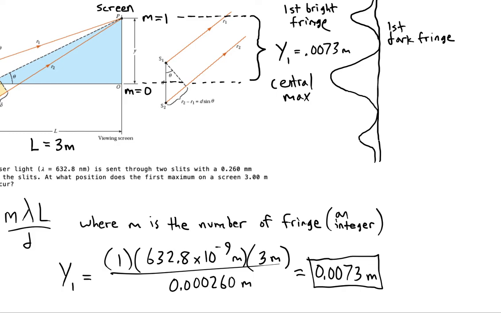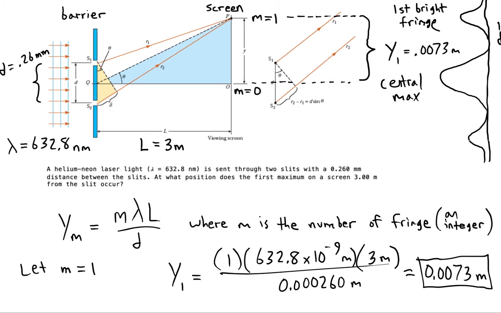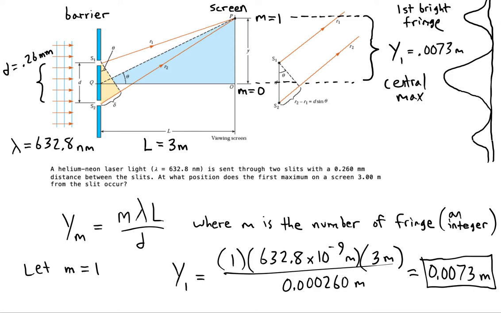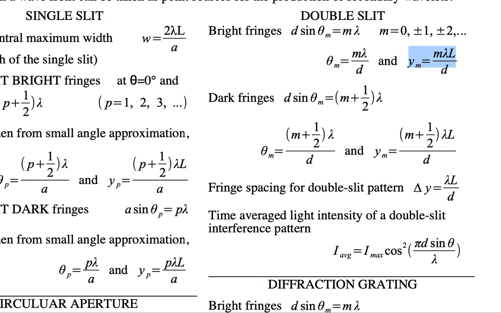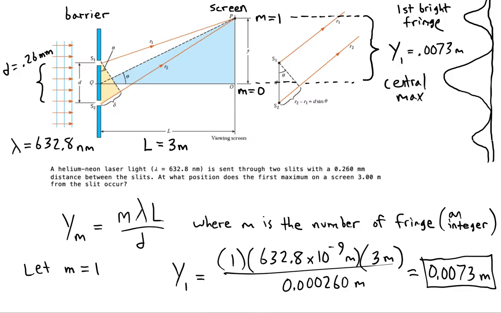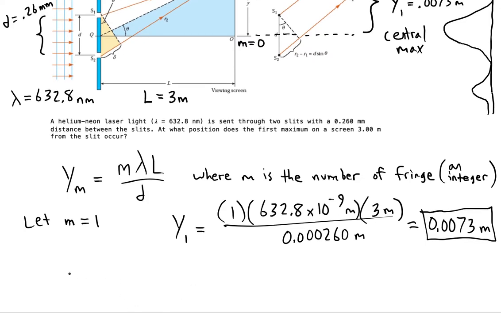Okay, so there's other things that we could be asked for as well. Like you might get asked for the angle that the fringe is at, for example. And there's a formula for that as well. The formula says theta_m equals m lambda over d.